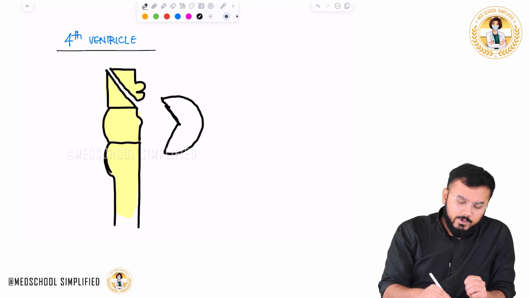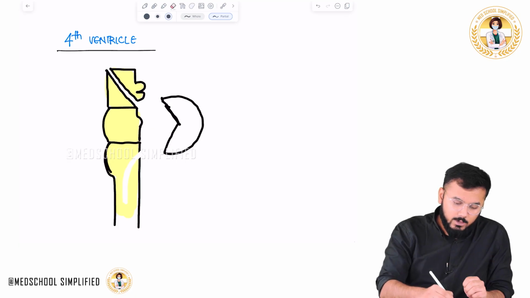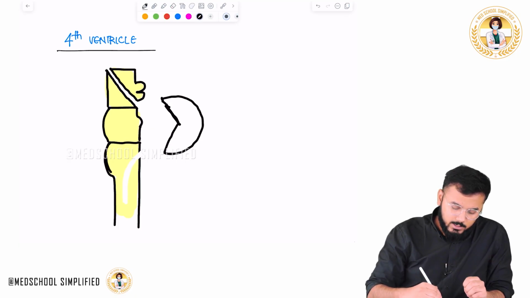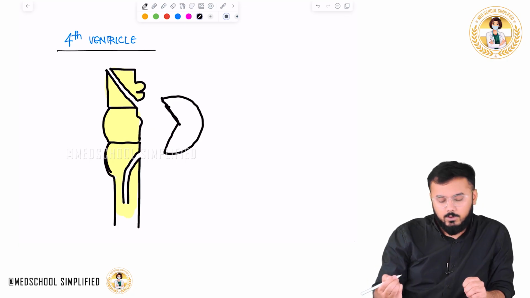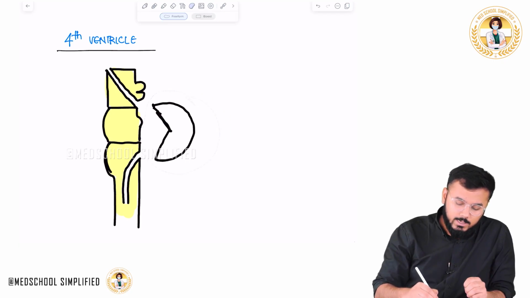Now after the cerebral aqueduct, there is another important duct all the way like this. This duct which you can see, that is going all the way down, has got another name. This is called your central canal.